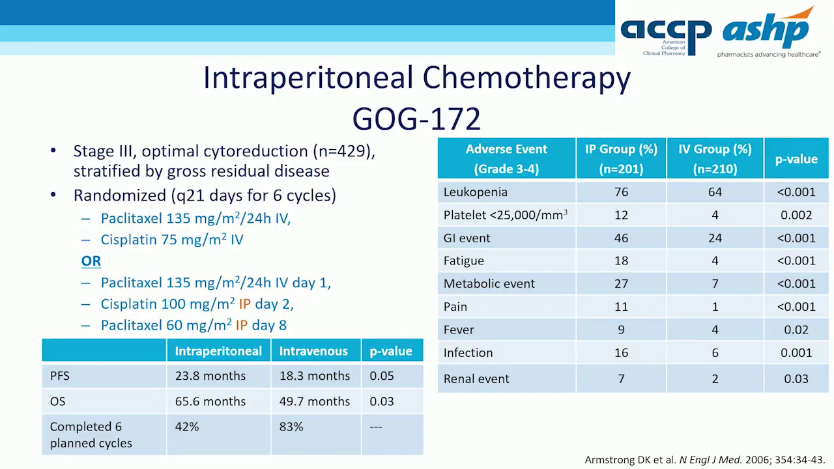Now, the reason for this is largely because of toxicity. So if you look at the other table on this slide, you'll see that there were significant toxicities with the intraperitoneal group, significantly more than what we see in the intravenous group. So for this reason, if we are going to select a patient for intraperitoneal therapy, we do have to make sure that we think very carefully about the patient that we select, make sure that they qualify, and then there's also some supportive care things that we can do to help the patient through this regimen.